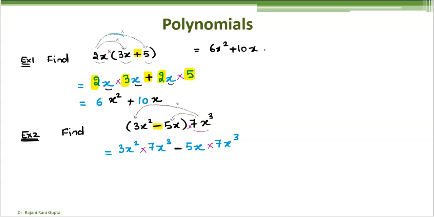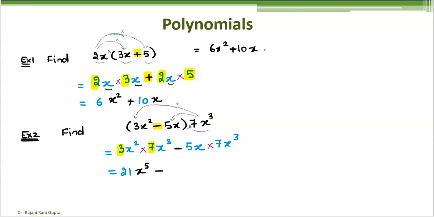Now we will simplify it further. So what will we do? First we multiply the numbers. 7 times 3 is 21. Then we have to check what will be the power of x. So here the power is 2, here the power is 3. So we just basically add 2 and 3. So 2 plus 3 is 5.